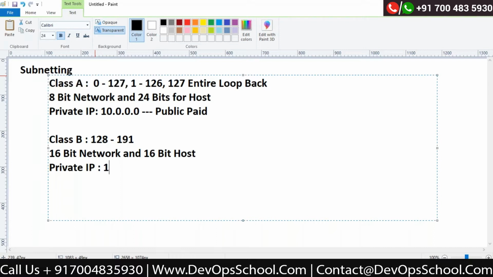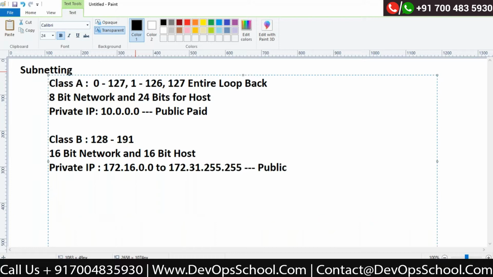Okay. The private IP address range would be given to 172.16.0.0 to 172.31.255.255. Correct. So this is the private range. You can say 255.255. Absolutely fine. So this entire series of IP addresses would be given to you to use privately. Other than this would be public.